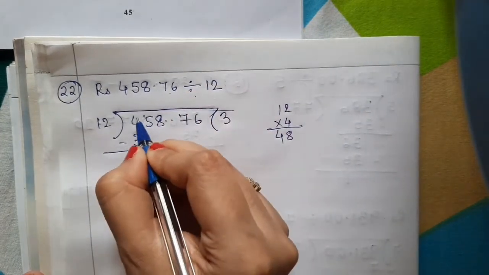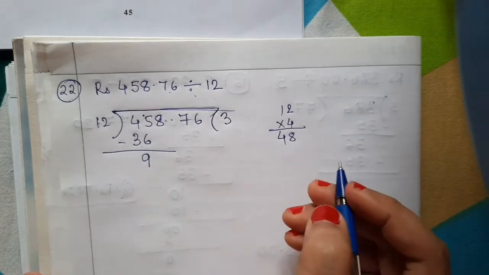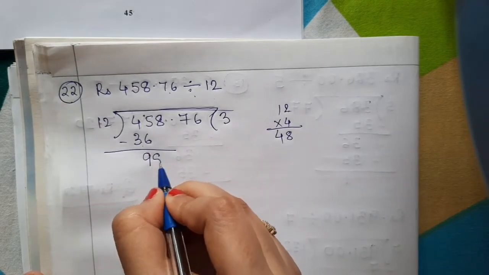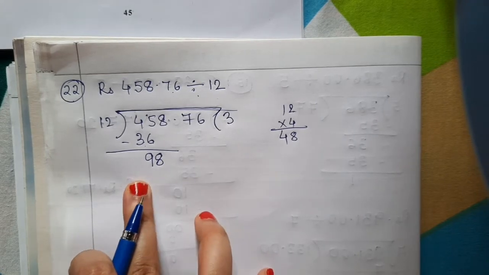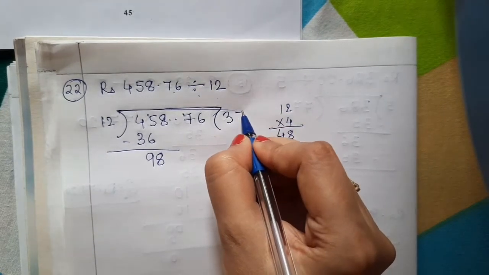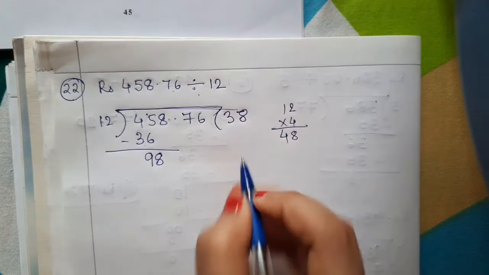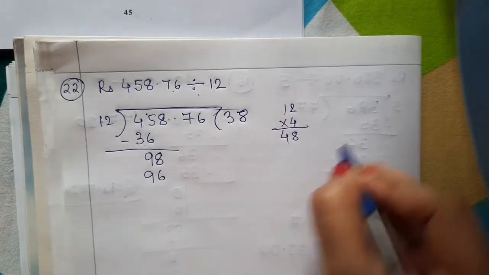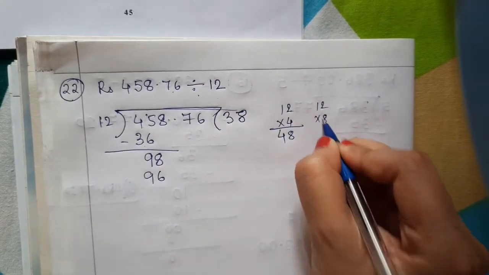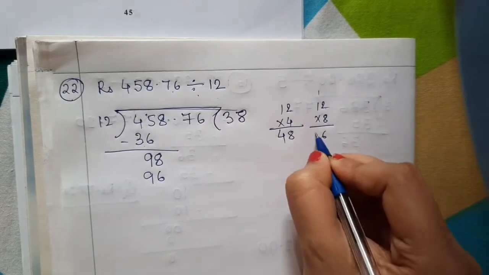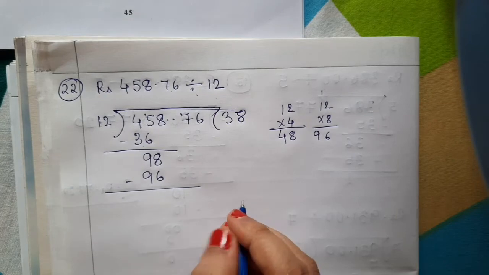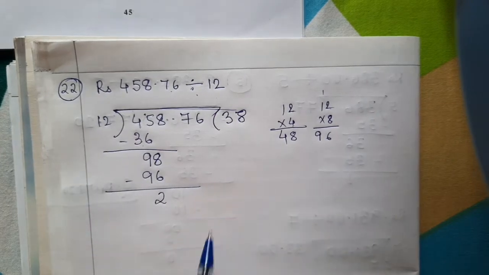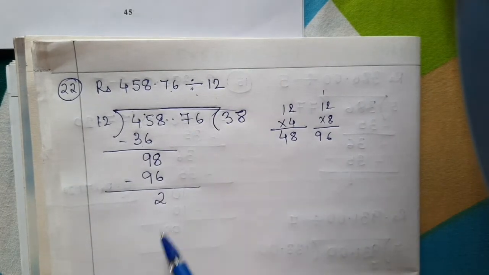9. This 4 will become 3. 3 minus 3 is 0. Now I have to bring this 8 down. Right now this is 98. Now I can take 12 8s are 96. 12 8s are 8 2s are 16, 8 1s are 8, 9. 12 8s are 96 minus 98 how much? 2. Now what do I have to do? I have to bring this 7 down.